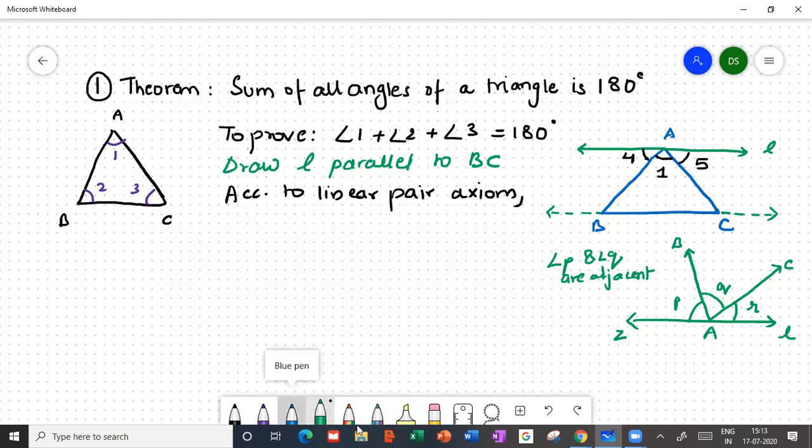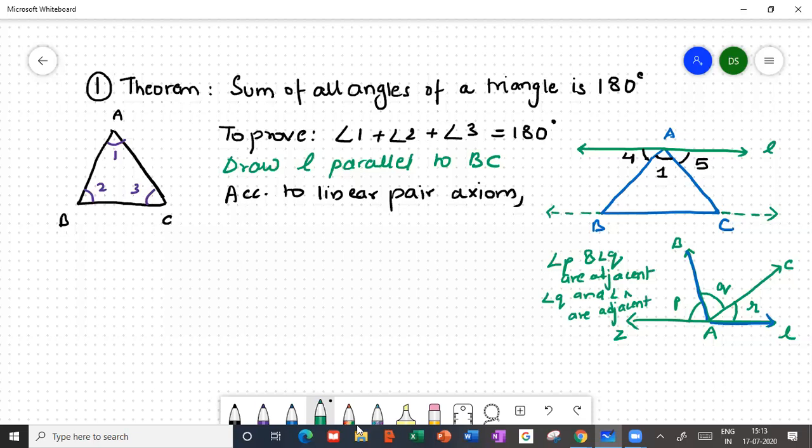Okay, I'll just label it like this. So this is AB and this is AL. These become the two non-common arms on either side of the common arm, isn't it? That's why I can also say angle Q and angle R are adjacent. Okay, that's why you can use the linear pair axiom here.